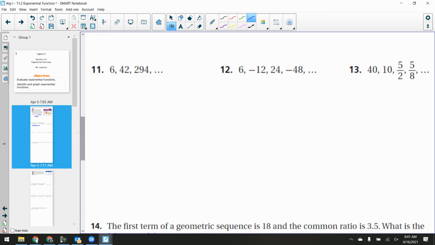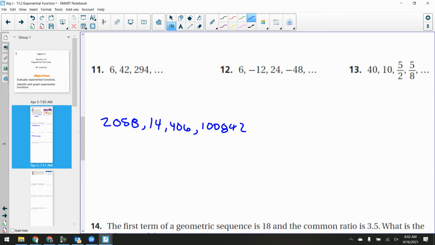Okay, what's the common multiple? 6 times what is 42? 7. So continue the pattern. 2,058. Good. And what? 14,406. Then what? And 100,842. Good.